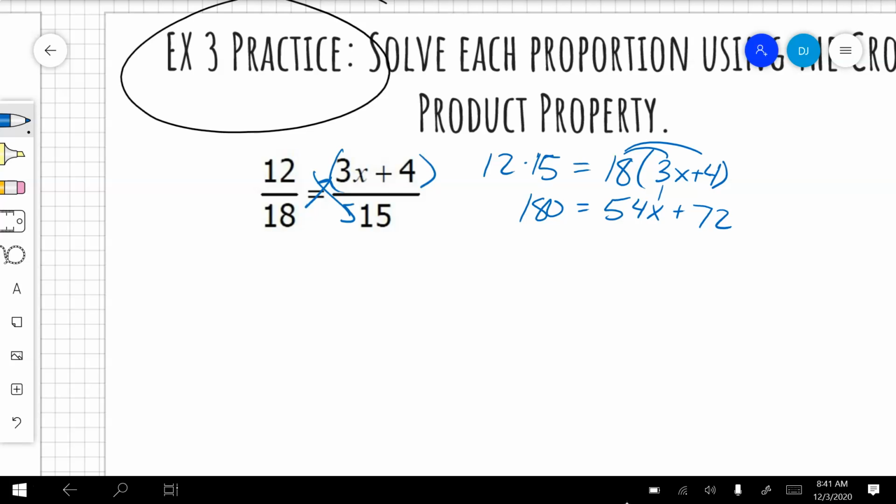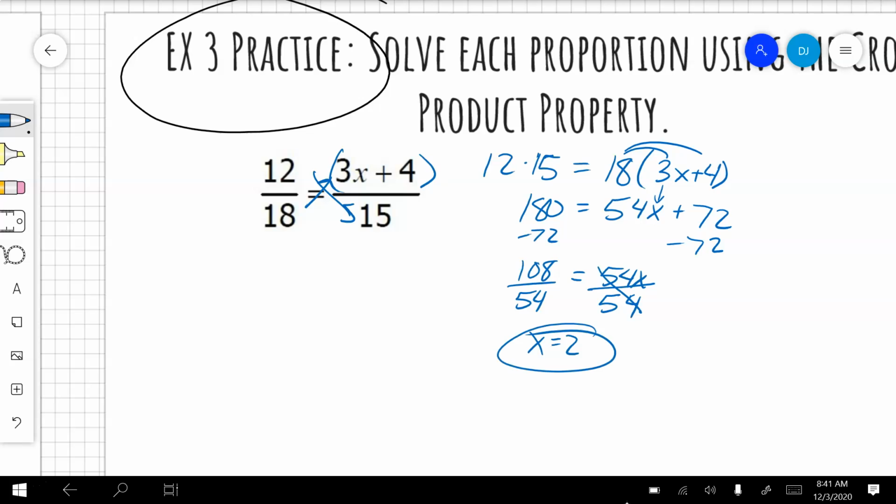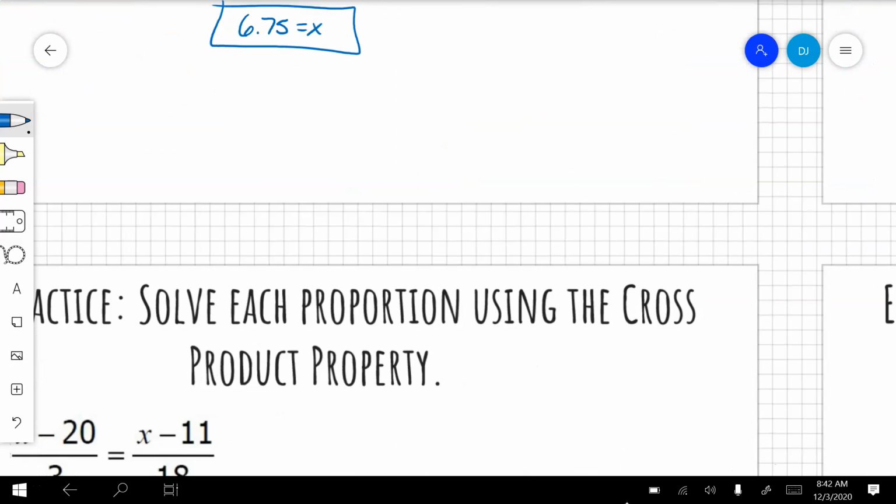Next step, I want to isolate x. So if I'm isolating x, subtract the 72 to both sides. And we're left with 54x equals 108. Divide both sides by 54. Once you divide by 54, you're going to be left with x equals 2. Okay, so that's for example 1 through 3. Now, example 4 is a little different, but not by much.